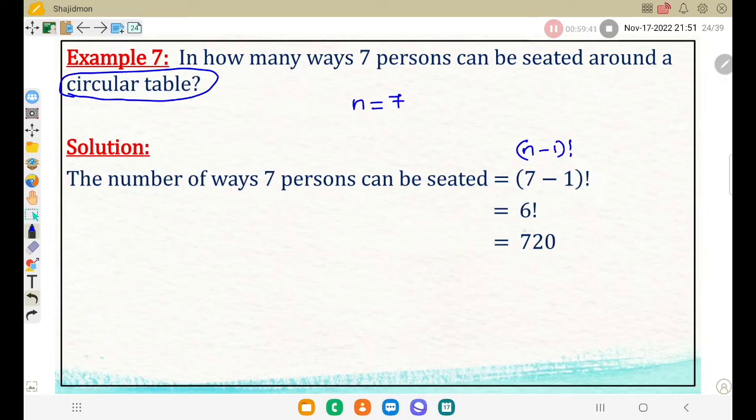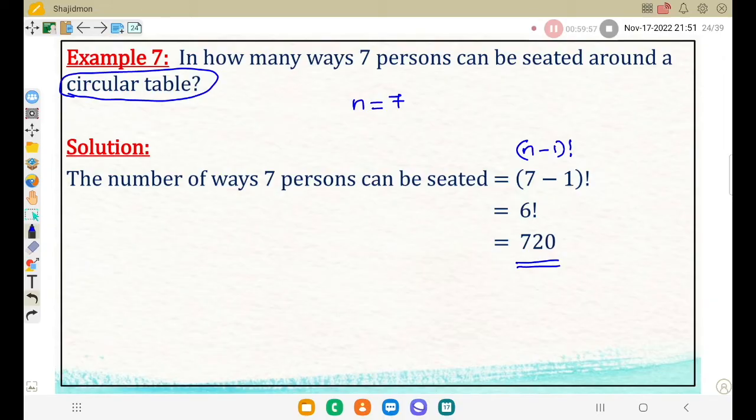7 minus 1 factorial, 6 factorial. When you enter it in your calculator, you will get the answer 720. So there are 720 ways we can arrange 7 pupils around a circular table. Hope you understood that one.